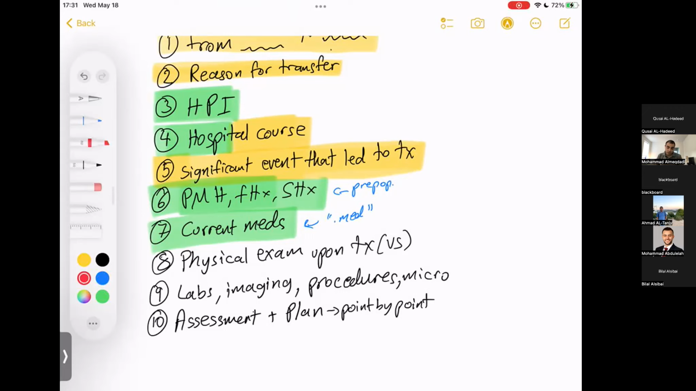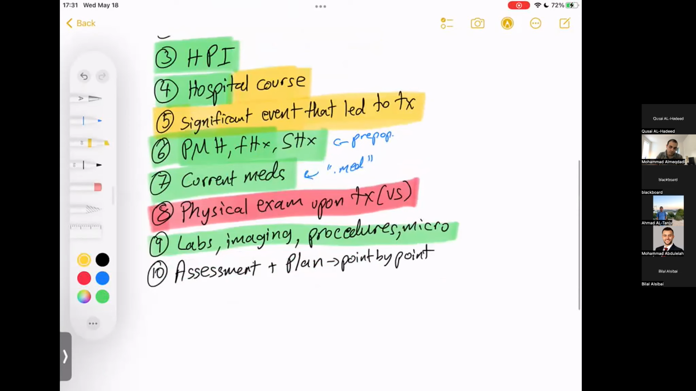And then, one of the most important things to write is this is not going to be a copy paste. This is going to be your own physical exam. It's very important for you to write and document that physical exam that you're transferring the patient on. And then finally, labs and imaging, you just pull them out from the chart, easy. And then again, the most important part and the toughest part for you to write is the plan or assessment and plan point by point.